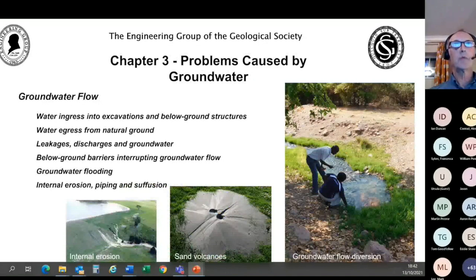So turning to problems caused by groundwater flow. These are many and varied. Apart from the obvious problems of water ingress into excavations, problems can arise from water egress from the ground, flooding due to groundwater, internal erosion effects, and groundwater diversion effects, as illustrated here.